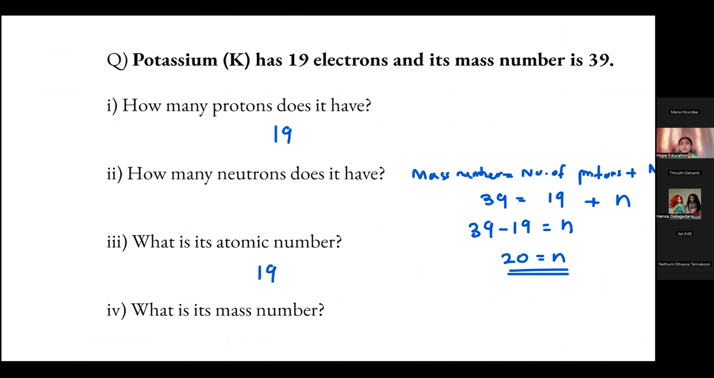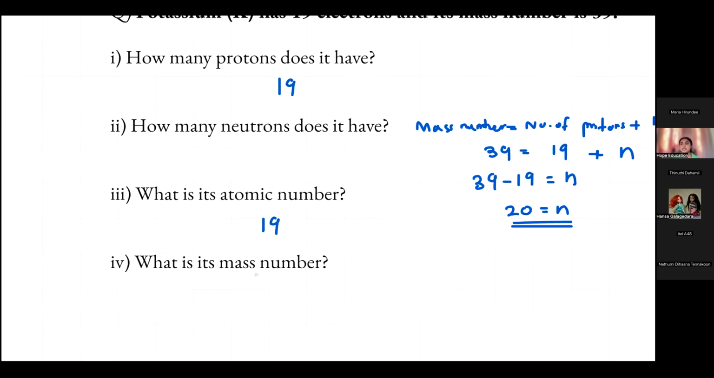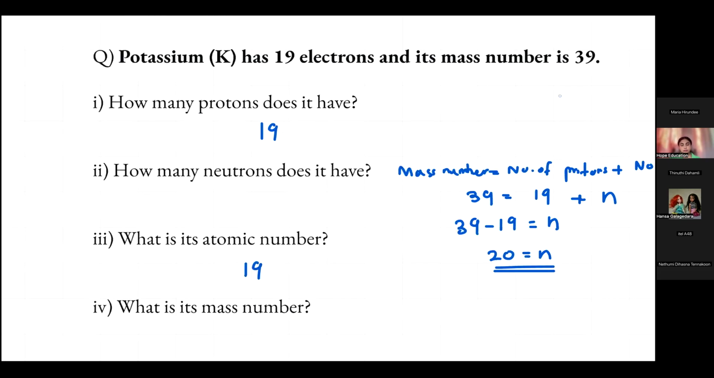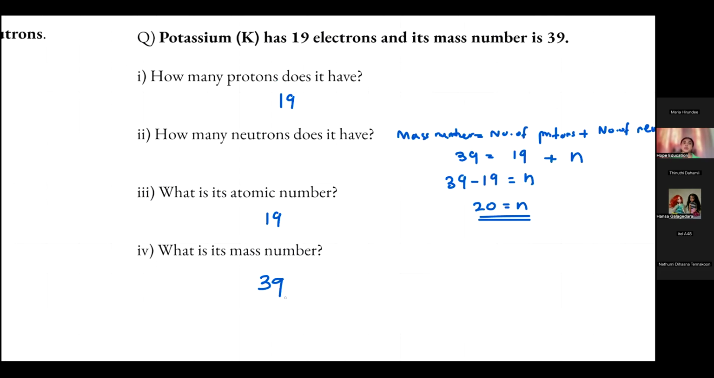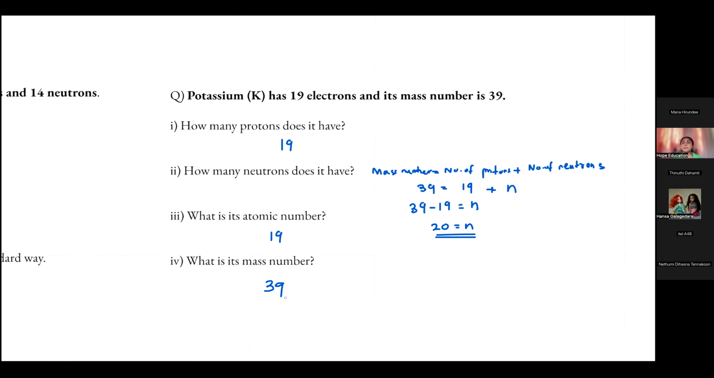Mass number, that was my mistake, because mass number they have given anyway. It's 39. So that is how you get questions when it comes to atomic number and mass number, and you should be able to work out the answers on your own.